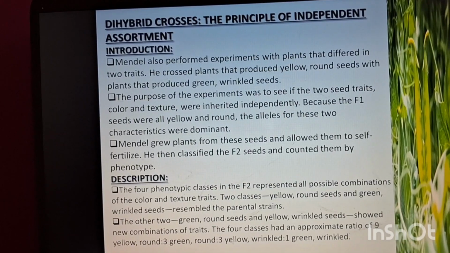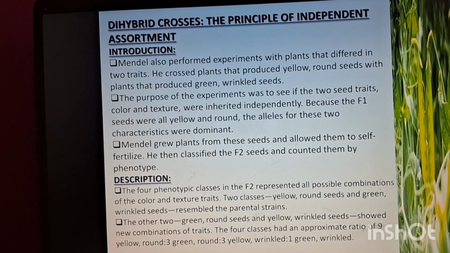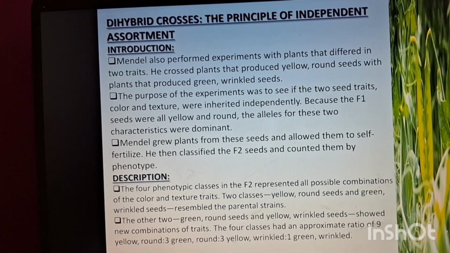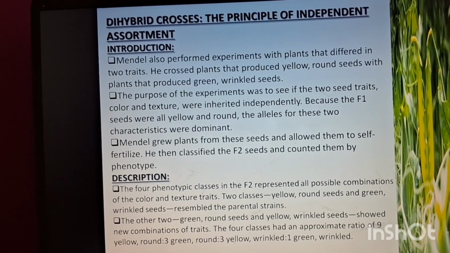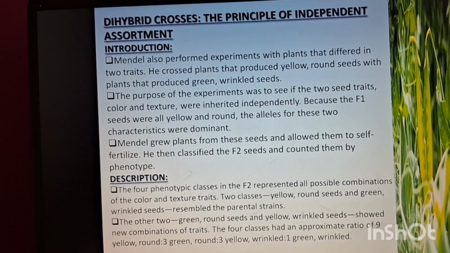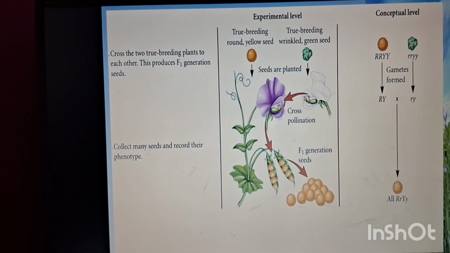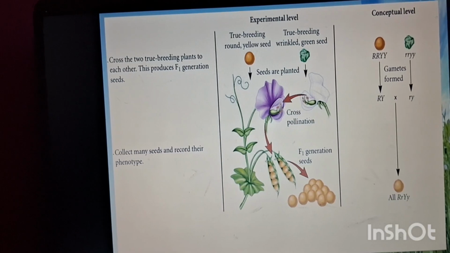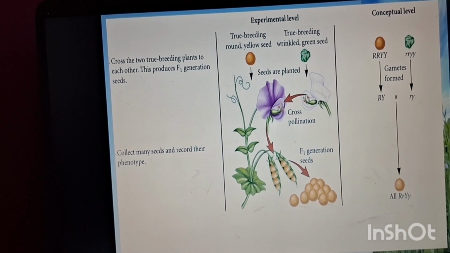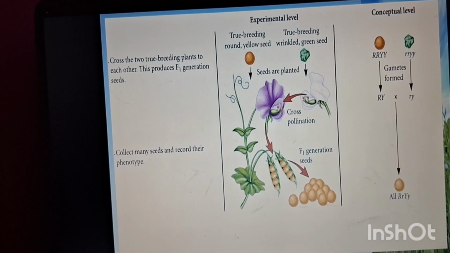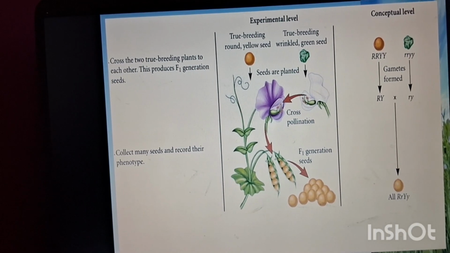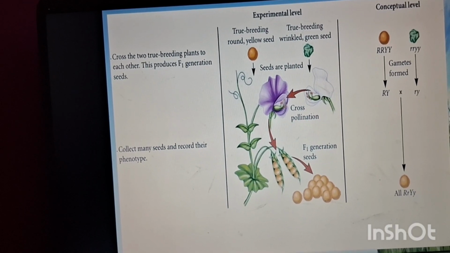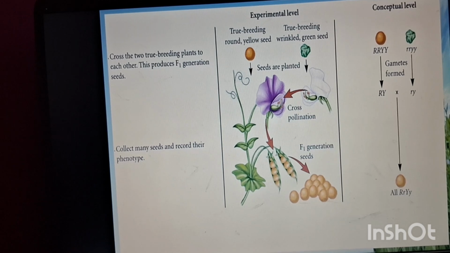The four classes had an approximate ratio of 9 yellow round, 3 green round, 3 yellow wrinkled and 1 green wrinkled. So the ratio is 9:3:3:1. Next, the experimental level. In the parental generation, round yellow seeds are crossed with true breeding wrinkled green seeds and produce two gametes, capital RY and small ry. Capital RY denotes round and yellow seeds and small ry denotes green and wrinkled seeds.